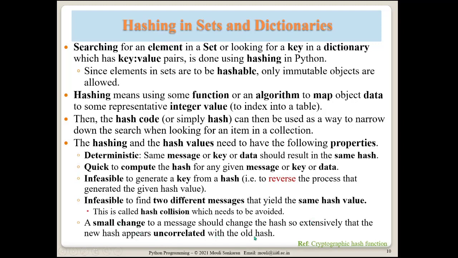Similarly, a small change to a message should change the hash so extensively. That means only then can you have uniformly uncorrelated distributed keys, so that you don't get into a collision always, and you are managing the hash table properly.